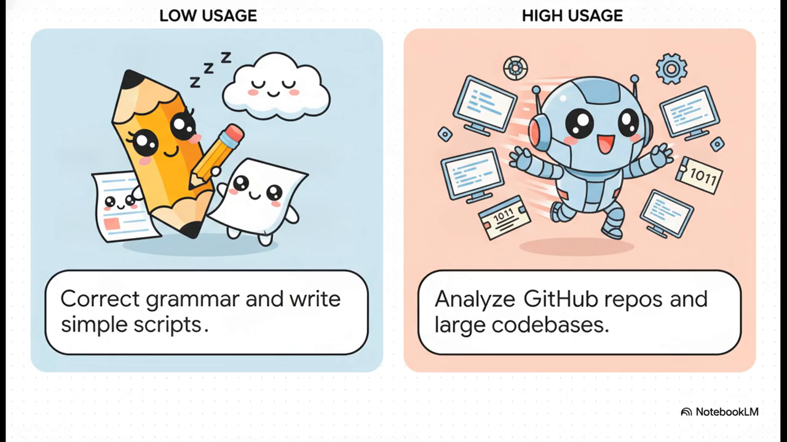But compare that to the right side. High usage tasks are things like building entire software applications from scratch, parsing full GitHub repos, or processing multiple massive datasets all at once. Those requests demand substantially more AI computation. If you're living over on the right side, your Codex quota is going to vanish way, way faster than if you're hanging out on the left.